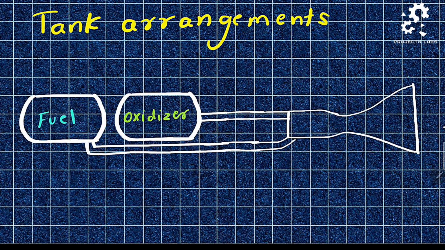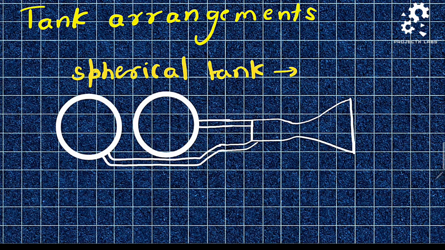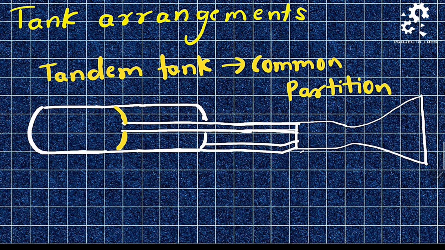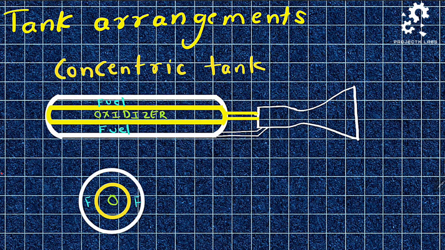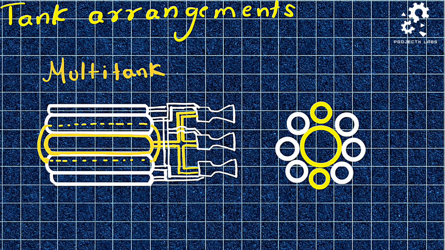The common arrangement of tanks is as follows. Tandem tanks. Here the tanks are arranged one after the other and the piping is done externally. Spherical tanks can also be used in tandem but for smaller systems. Tandem tanks with a common partition can also be used. In some cases, the fuel tank is arranged concentric with the oxidizer tank. Even multiple tanks can be employed based on requirement. The arrangement of the oxidizer tank and the fuel tank can be seen here.